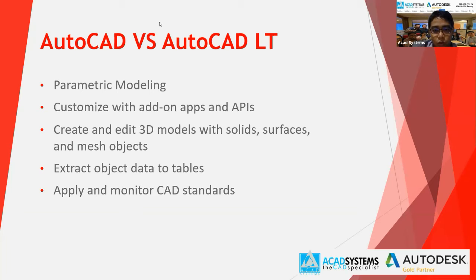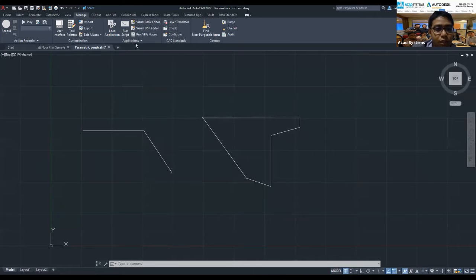For example, if I go to my AutoCAD, so this is back to my normal AutoCAD. If I go to my Manage tab, you can see we have the Applications panel over here, which we can use to run macros or LISP programming tools that you download from other websites. So you can use that to bring that particular new command line inside of AutoCAD.